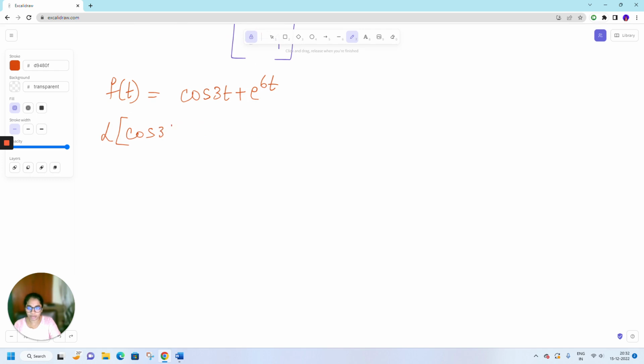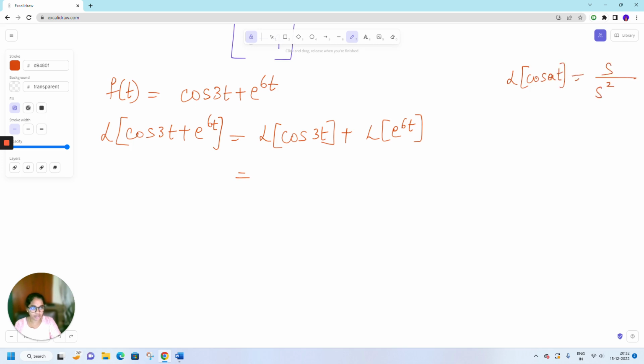Okay, Laplace of cos 3t plus e to the power 6t is equal to, I can give Laplace for each term when I have plus or minus in the middle. So this would be Laplace of cos 3t plus Laplace of e to the power 6t. What is the Laplace of cos at formula?